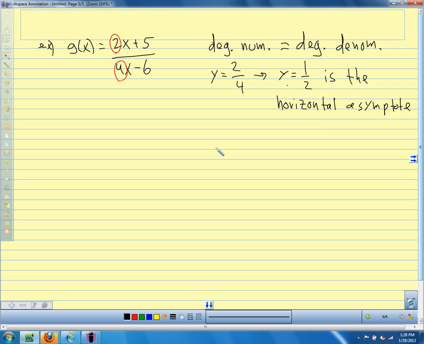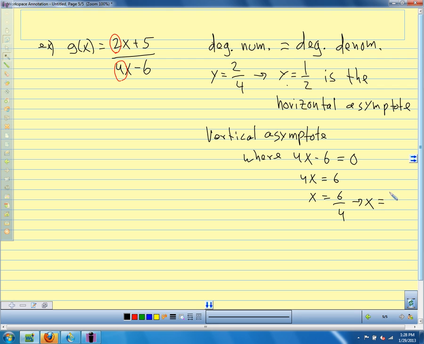And our vertical asymptote, how do we find our vertical asymptote? When the denominator is 0. So we're going to say where 4x minus 6 equals 0, and solve that for x. 4x equals 6, x equals 6/4, or to reduce that, x equals 3/2. So my vertical asymptote is the line x equals 3/2.